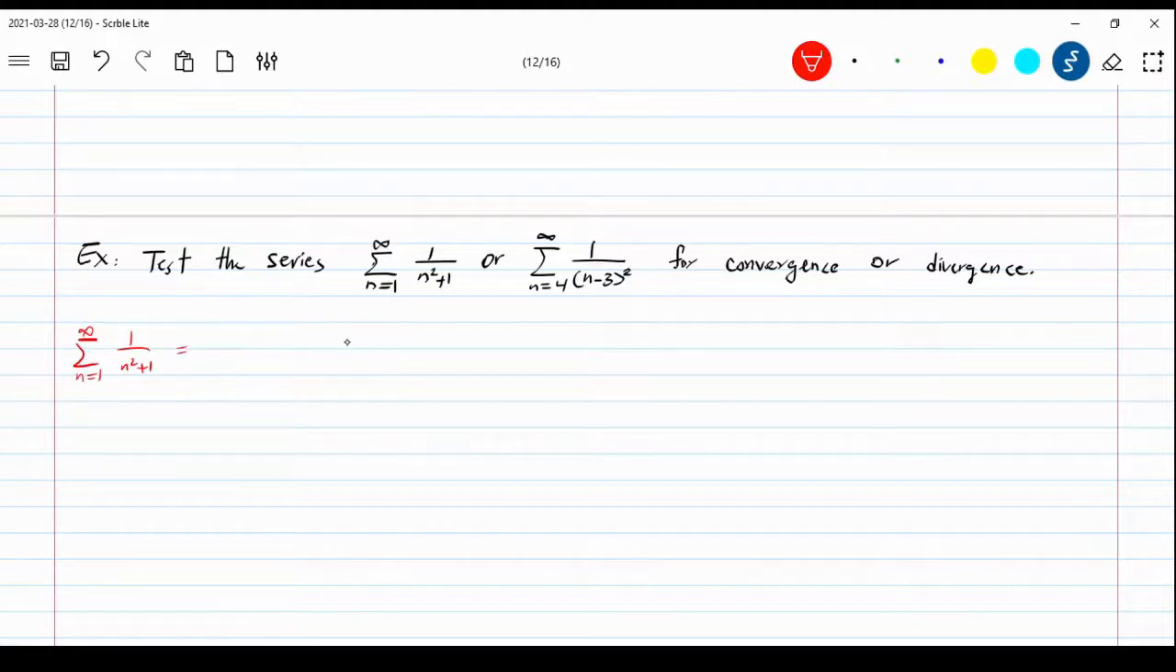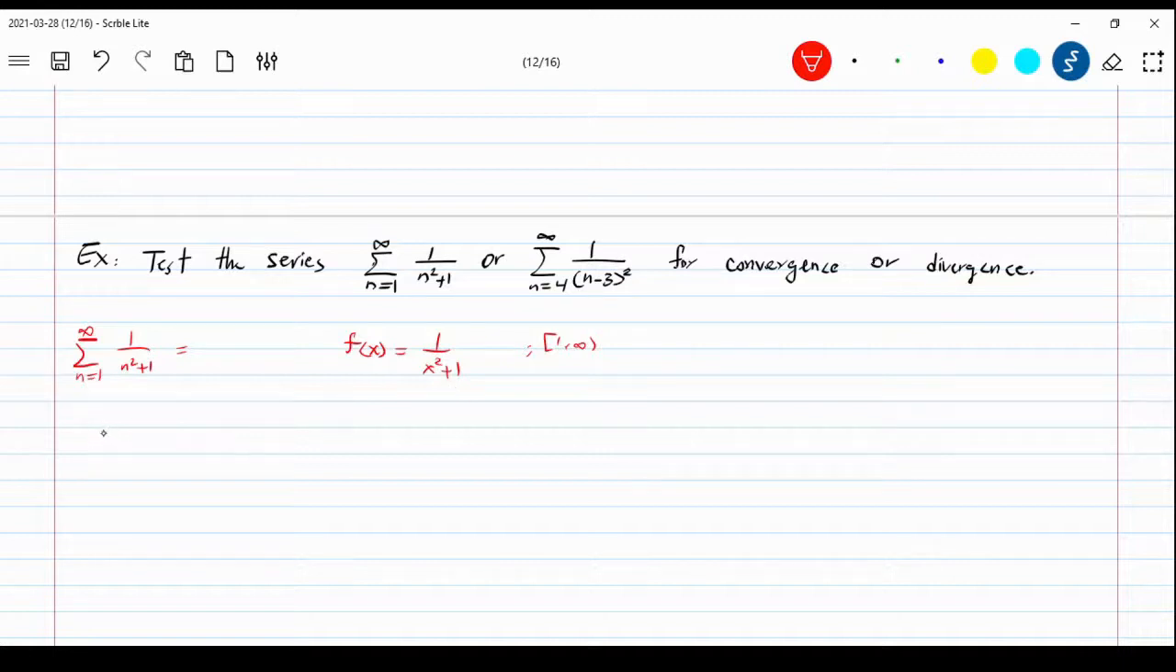So what I'm going to do is first represent a function f of x, which is 1 over, instead of n, you would have x squared plus 1. Is this a continuous function over the interval 1 to infinity? Yes it is. Is it a positive function? Yes, always it is. Is it decreasing? If you increase the denominator, then the function would decrease. So it's a decreasing function also.